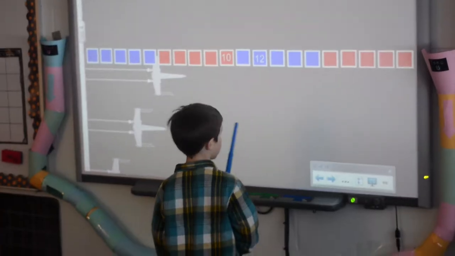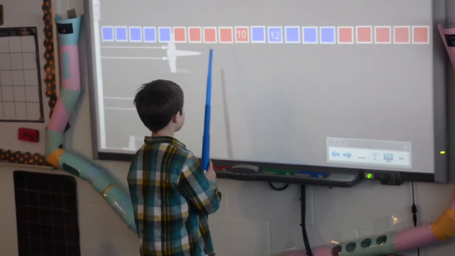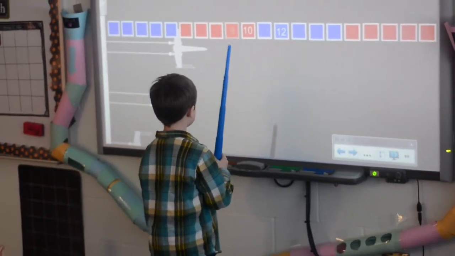Let's take a look at an example of one of these themes that I've done in my room. This year my class was really interested in Star Wars, so we decided to take a 2-week unit where we incorporate Star Wars into everything that we did.